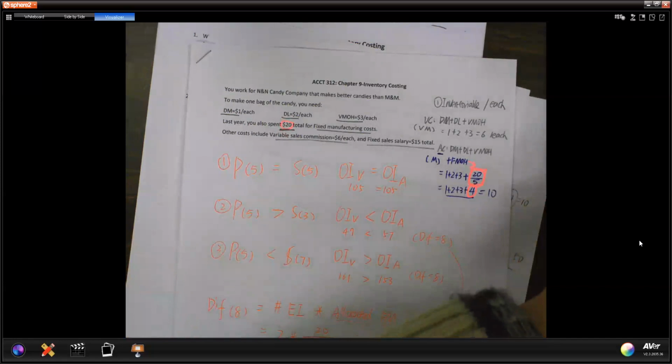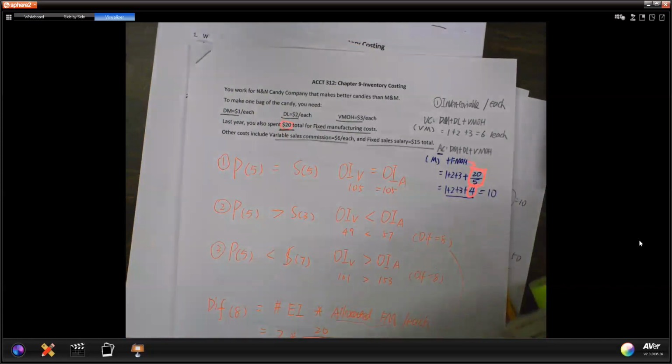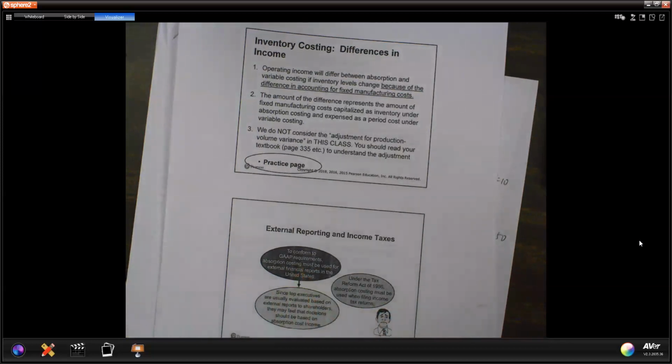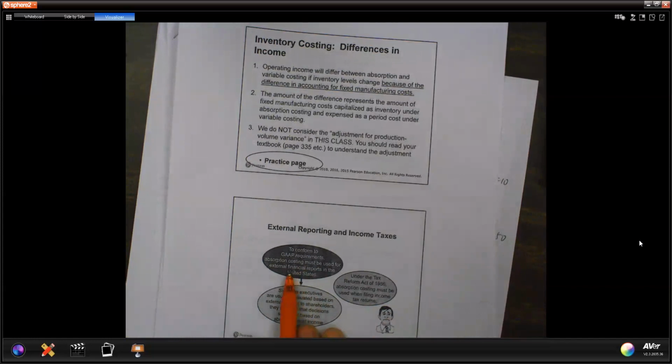So the third part is some small things. You want to know that absorption costing is for external reporting. This is consistent with the GAAP. That's why you have learned the multi-step income statement from your financial accounting. And that's the only one for external, and also for the tax, you use the absorption costing method.